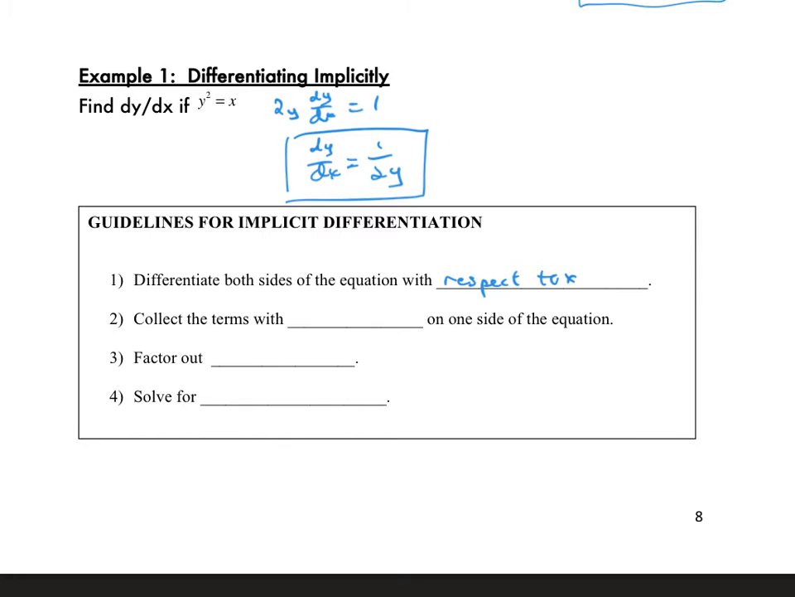And that might mean tossing in a differential, and that just might have to happen from time to time. We'll collect the terms that have dy over dx on one side of the equation. And then the really slick trick here is to factor out dy over dx and then finally solve for that dy over dx. Let's take a look at a couple of examples and see how it's going to work.